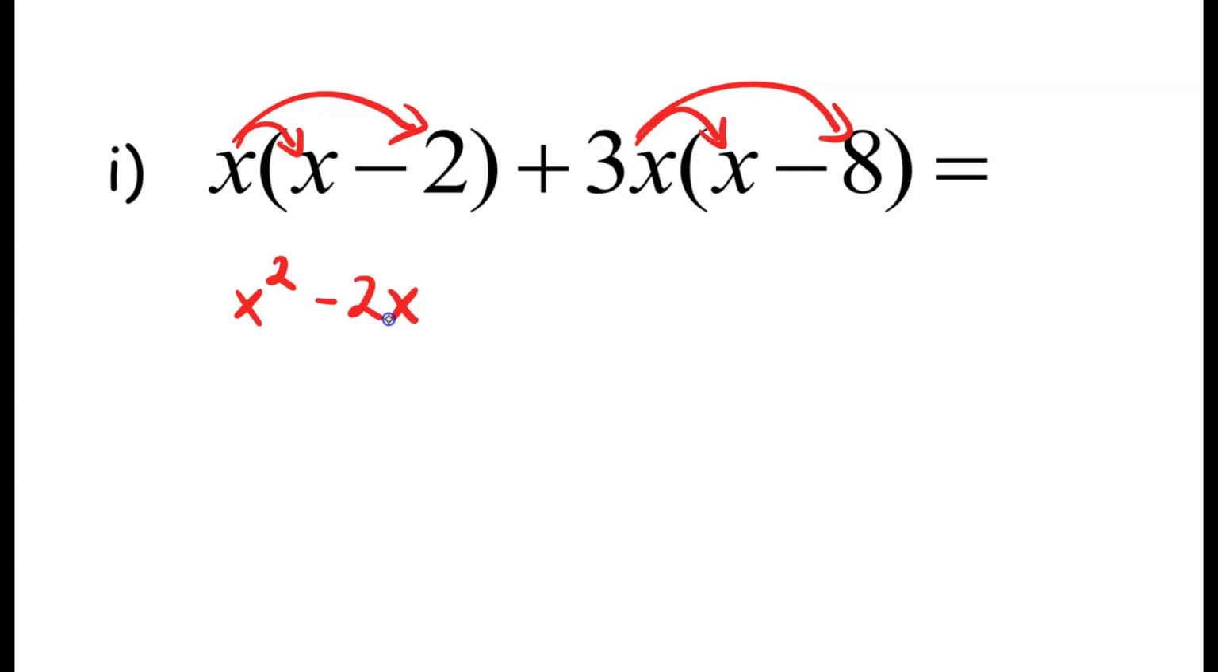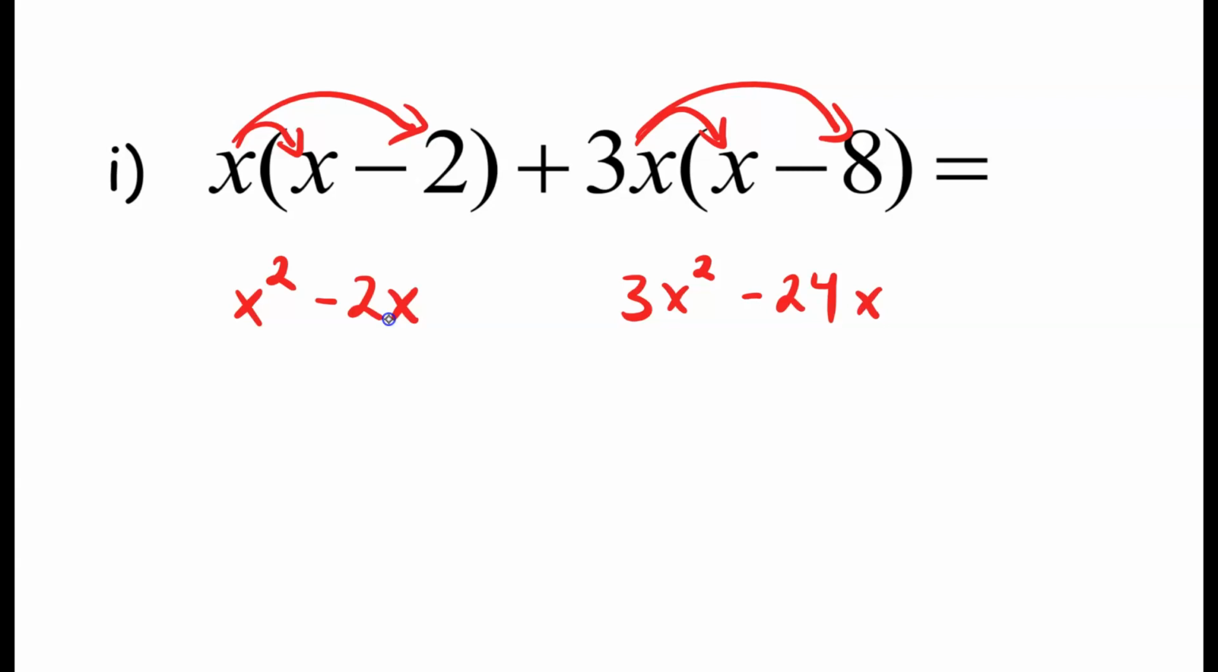For the second part of this equation, we have 3x multiplied by x, which gets us 3, because it's 3 times 1, and then x multiplied by x, well, the exponents are 1 and 1, so we get x squared. And then we have 3x multiplied by negative 8. Well, 3 times negative 8 equals negative 24. And then x multiplied, and there's no variable there, so we're just writing it down.